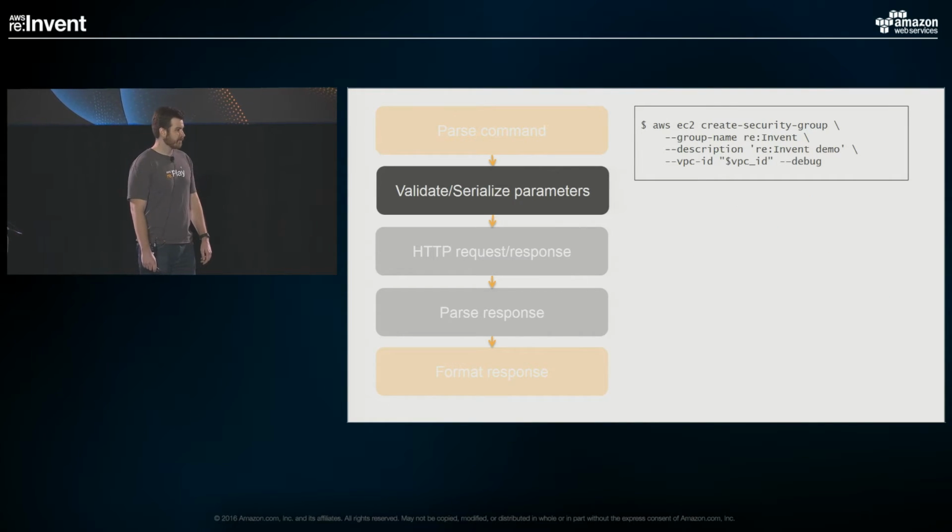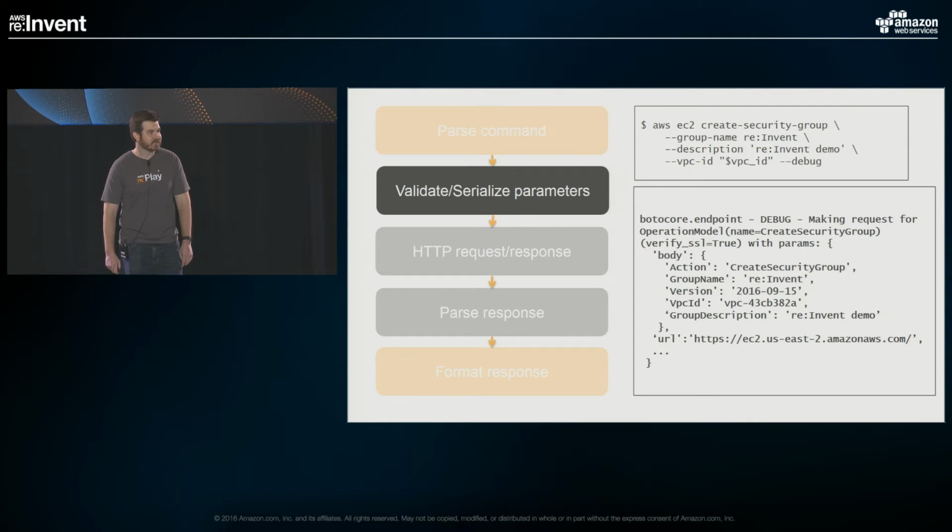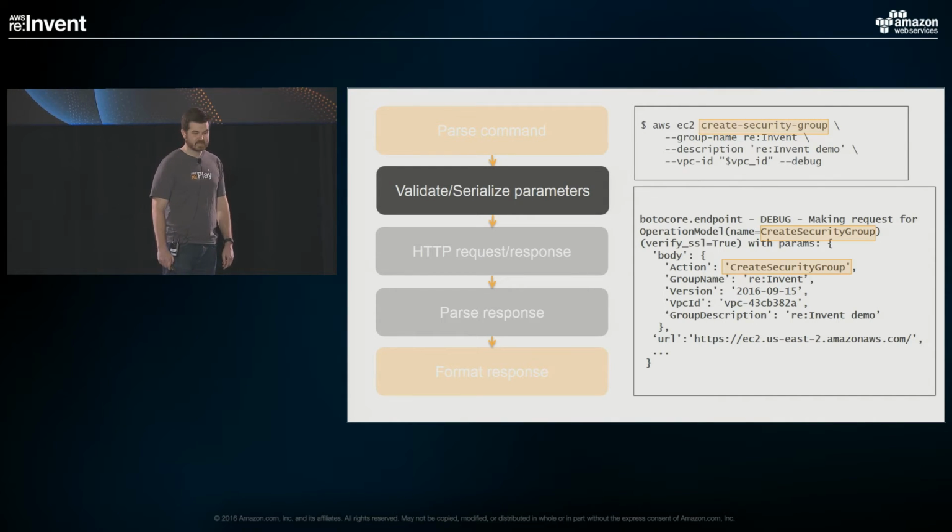Once you get to the validation and serialization part of the stack, one log message I like looking at is the making request message. This has a lot of information about the request you're about to send over the wire. For example, there's the operation, there's the parameters you're going to pass in, and even the URL that you're going to send this request to.